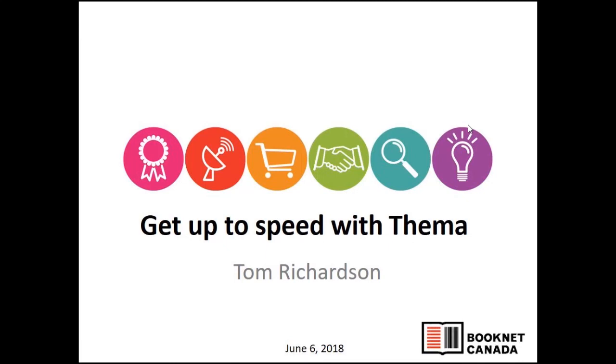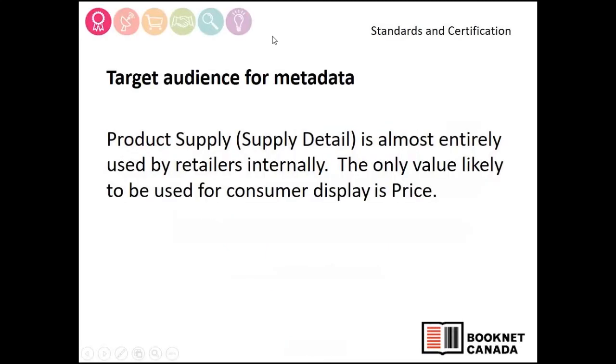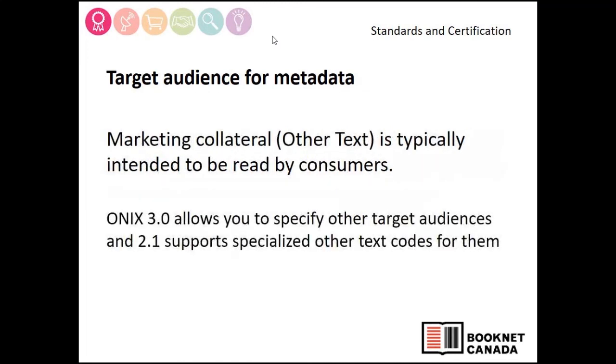ONIX is designed to support online display for consumers, but sections of metadata have different target audiences and intent. So product supply, or the supply detail, is almost entirely used by retailers internally. Probably the only values typically displayed to consumers are price. On the other hand, marketing collateral, or the other text composite, is typically designed to be read by consumers, though ONIX 3.0 allows you to specify other target audiences, and 2.1 does support specialized text codes for them.